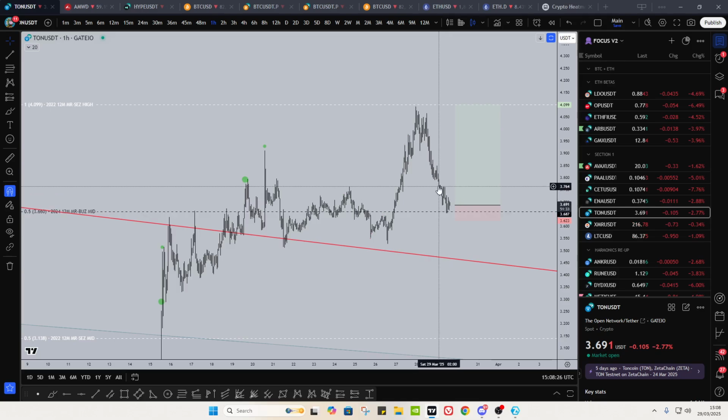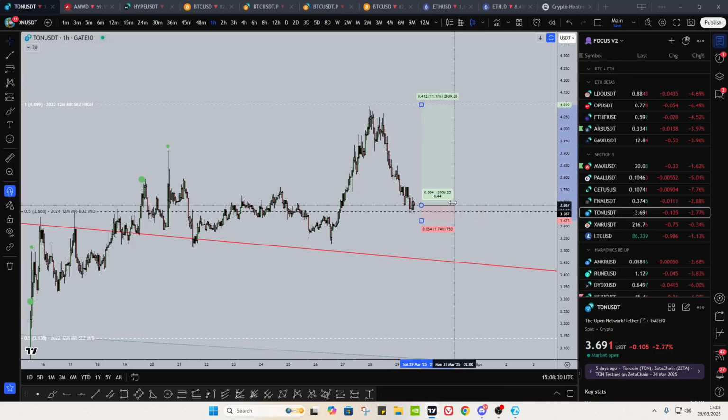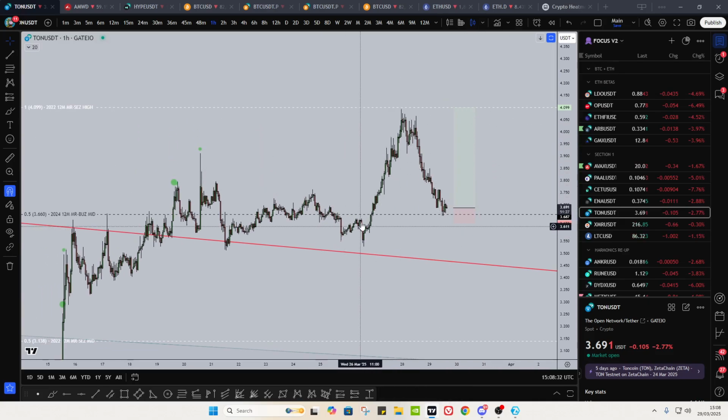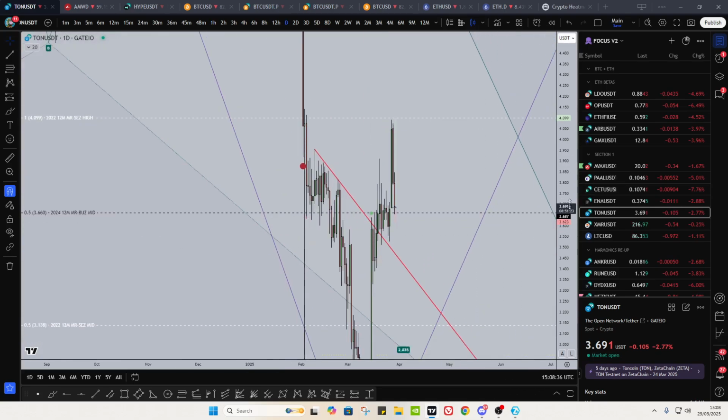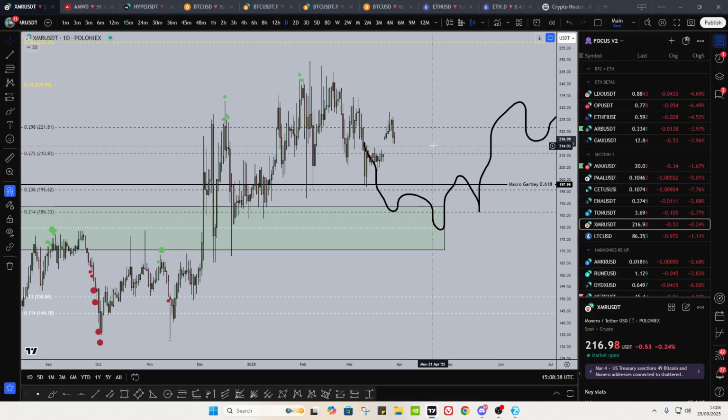If you're taking leverage plays, maybe, it's the weekend, go reduce position size, right? At the end of the day, risk management first and foremost, but this is something viable right over here. That is Toncoin.